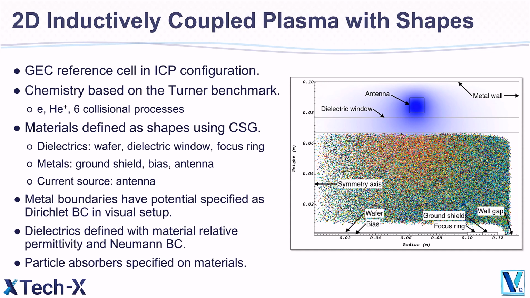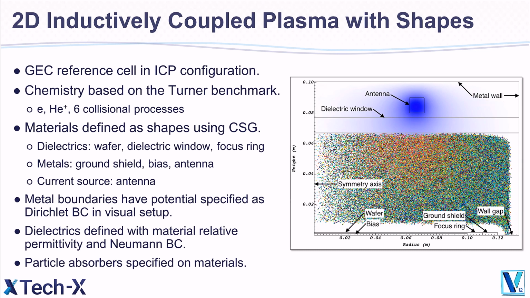Materials in the simulation are defined as shapes using CSG. And here we have multiple dielectrics, such as a wafer, the dielectric window, and the focus ring. We have several metals, such as the ground shield, the powered bias, which is below the wafer, and the antenna. Current source is also the antenna. We have a metal wall boundary around the outside.